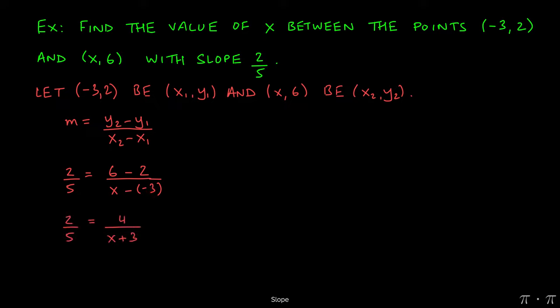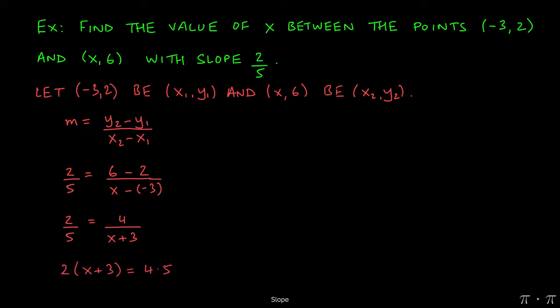Now, this can be simplified a little bit before we move ahead. 6 minus 2 gives us the 4 on the top. x minus a negative 3: if we multiply the negatives, we get a positive 3 in the middle. So x plus 3 goes in the denominator.